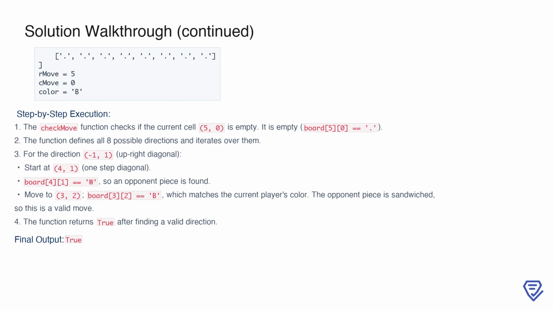Here, we are evaluating the move at 5, 0. The checkMove function begins by confirming that the cell is empty, which it is because board 5, 0 equals dot. The function then explores all 8 directions.